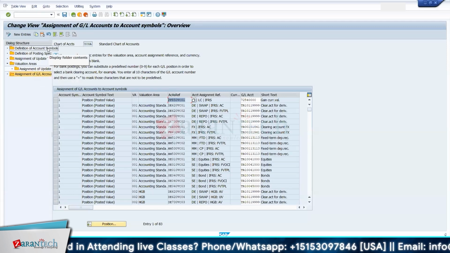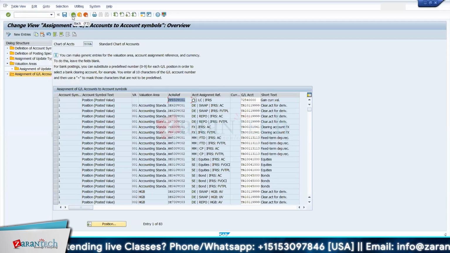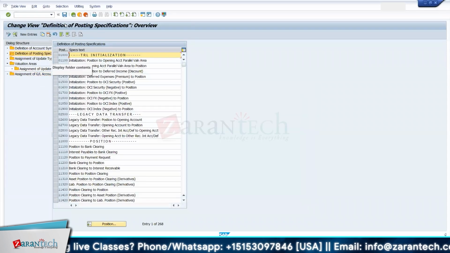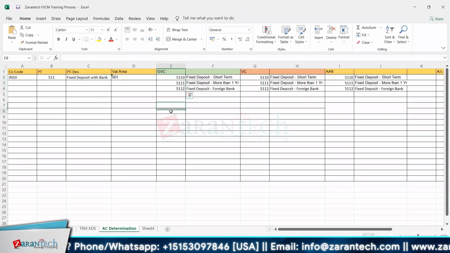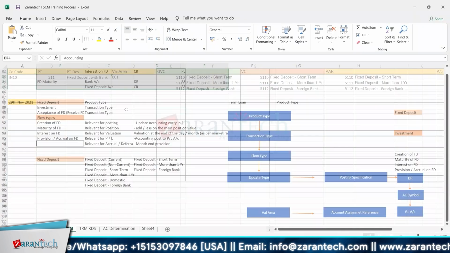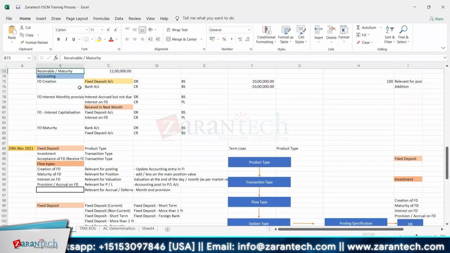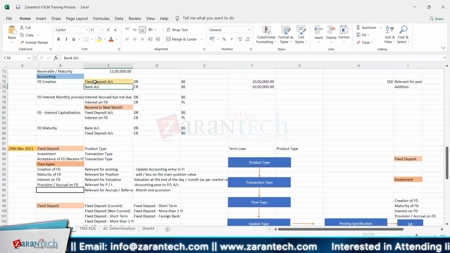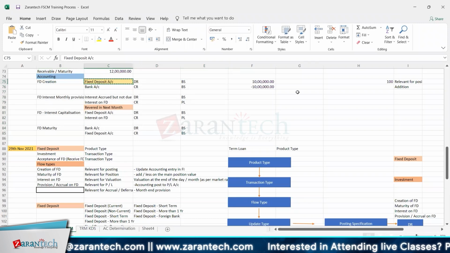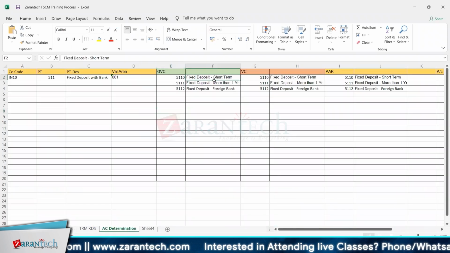Okay, now coming to the GL account determination. So here what I'm going to do, based on my accounting entries. What accounting entry we have agreed? This is my accounting entry. So what are the unique accounts I'm going to use here? You just see, this is my one unique GL account. So fixed deposit, already we have decided we will have this.